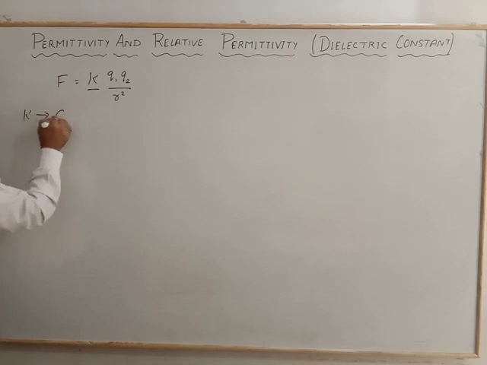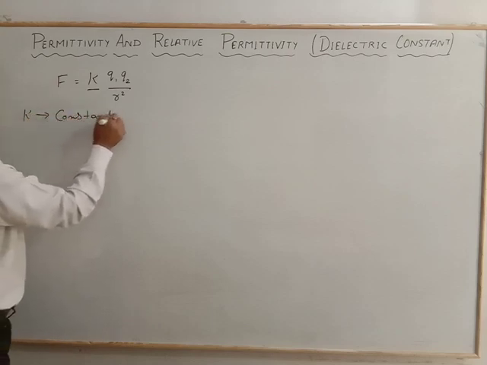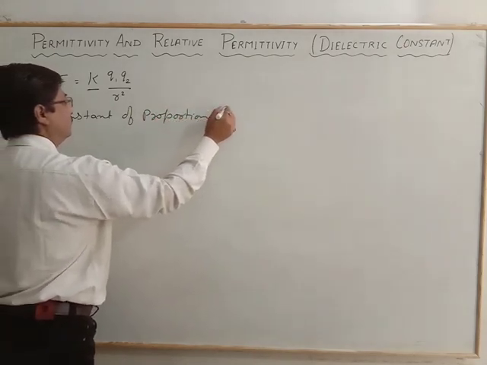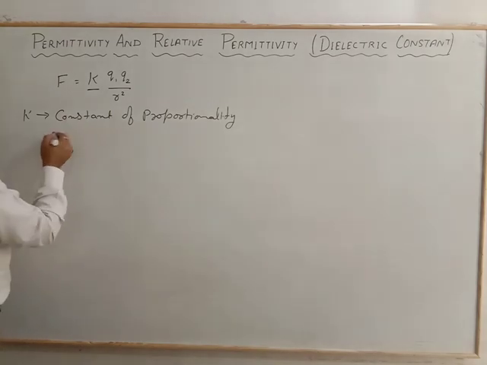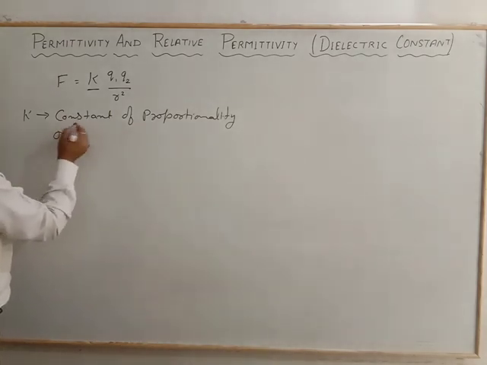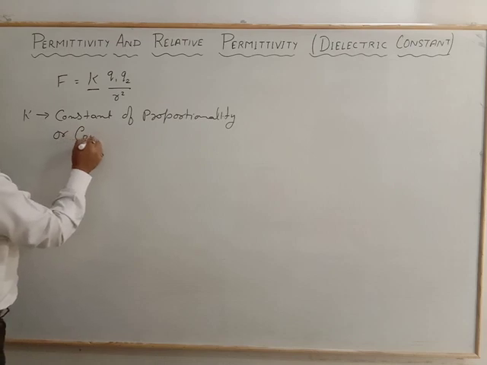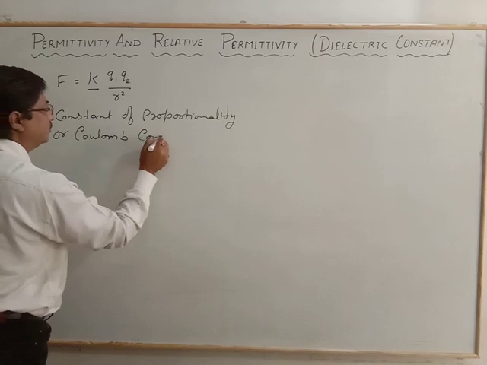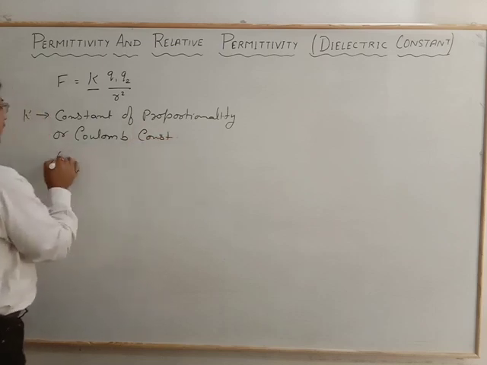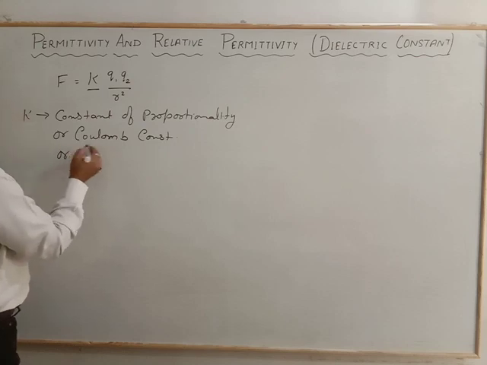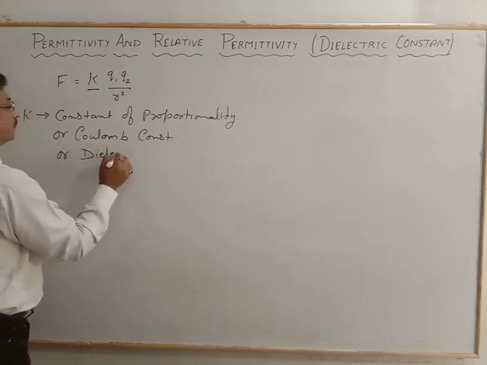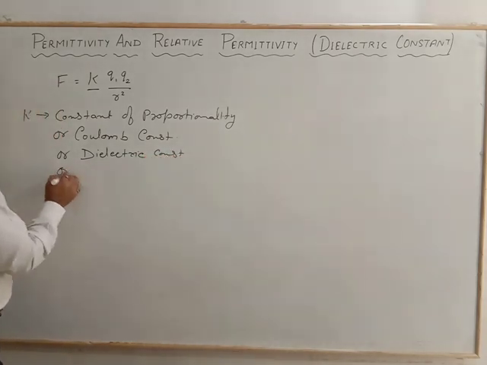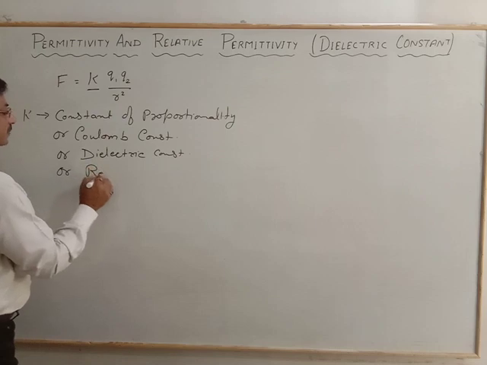K is the constant of proportionality, also known as the Coulomb constant, or it may be known as the dielectric constant. Sometimes it may be written as relative permittivity.